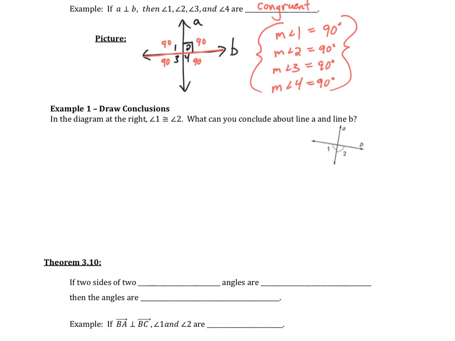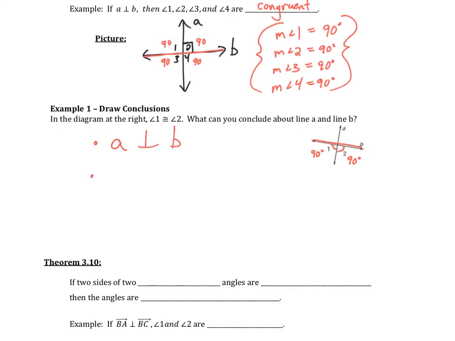Example 1. Draw conclusions. In the diagram at the right, angle 1 is congruent to angle 2. What can you conclude about line A and line B? Well, if these angles are congruent, how big must each angle be because they form a line? Each angle would have to be 90 degrees because they have to add up to 180 and they have to be equal. So 90 plus 90 adds up to 180, and they're both 90 because they're both equal. So we can conclude that A is perpendicular to B.